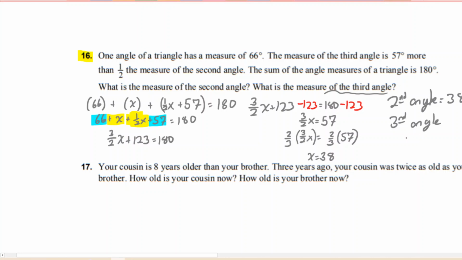And then for the measure of the third angle, well, the third angle was half of the second angle plus 57. So what's half of 38? That's 19. 19 plus 57. So that third angle is 76 degrees, and that does it for us today.